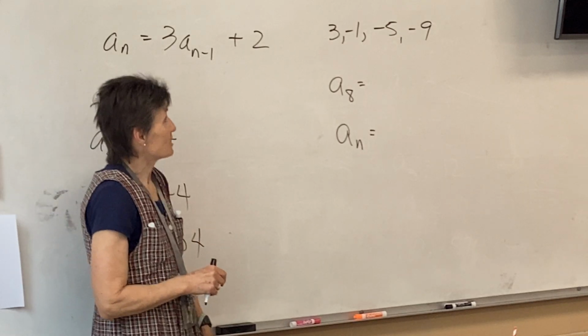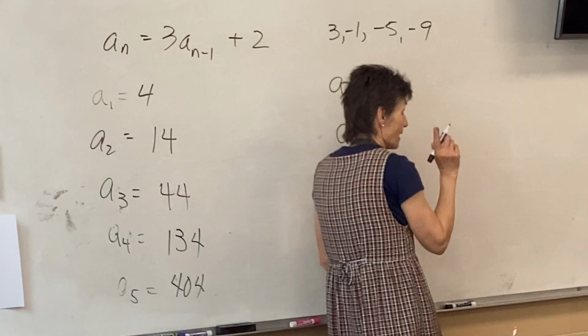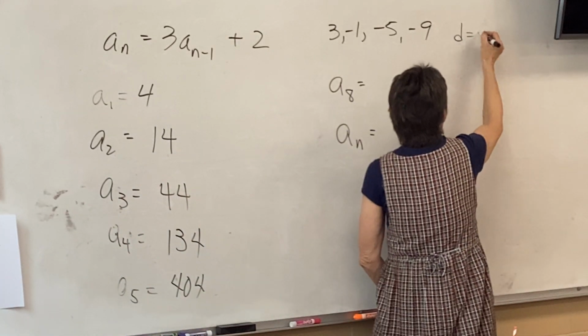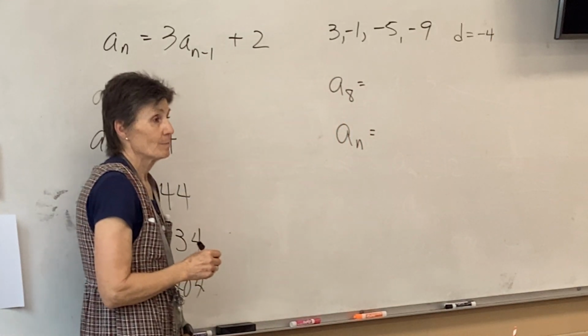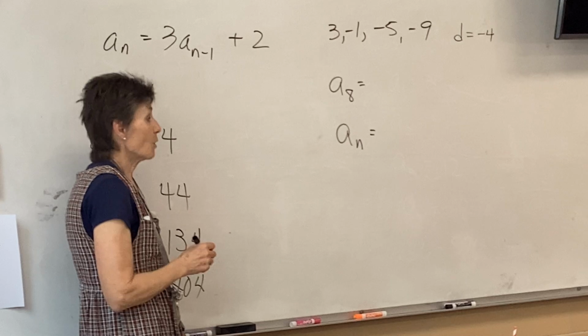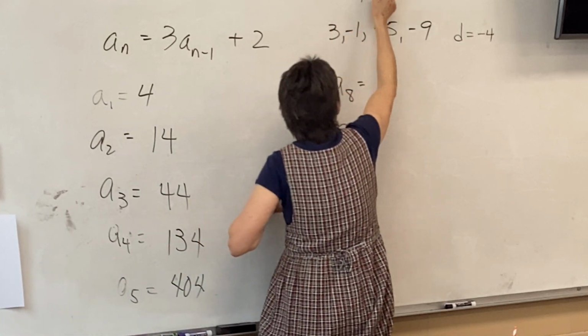What's going on in this problem? Subtracting 4. So it's arithmetic, and the difference is -4. Plus 2. So if it's arithmetic, I will be using this formula.